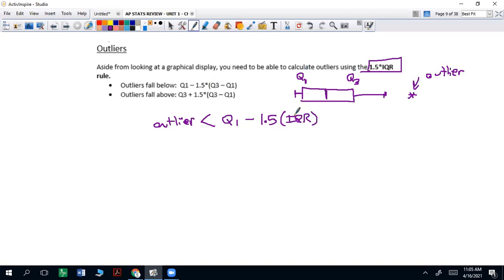And if you're not given that, then you'll have to go in your stat menu to get those and go to your stat calc 1. Anything less than that is an outlier. Also, anything greater than Q3 plus 1.5 IQR. So think about IQR times 1.5. Now that we've learned confidence intervals, think about this as being your margin of error.